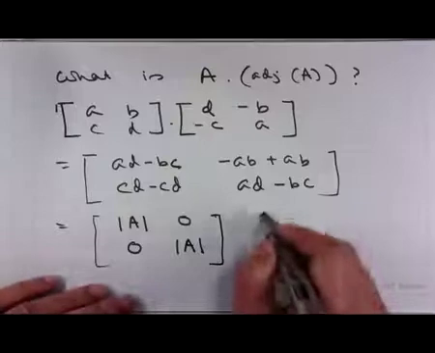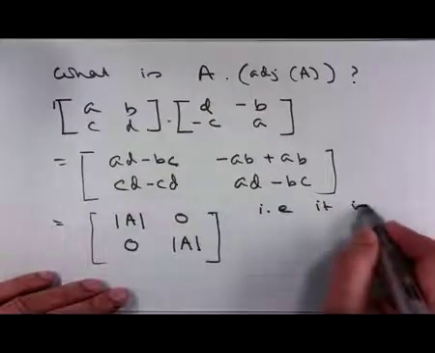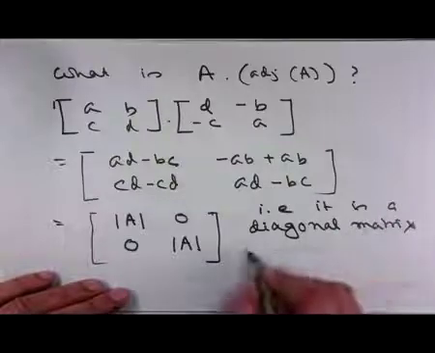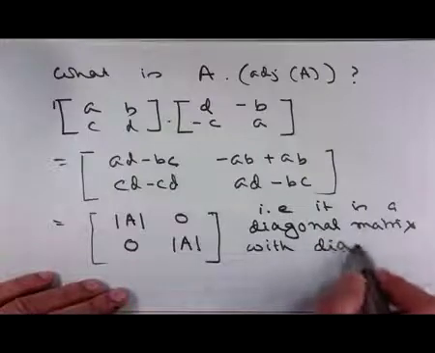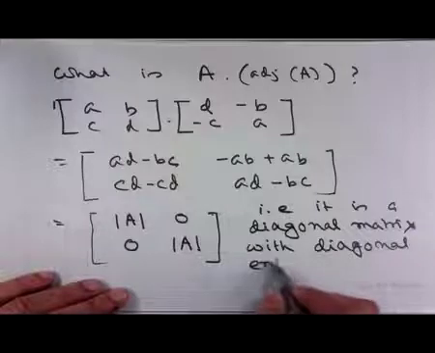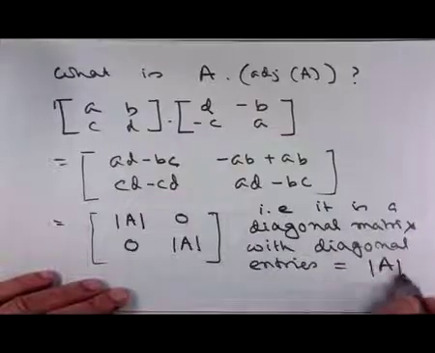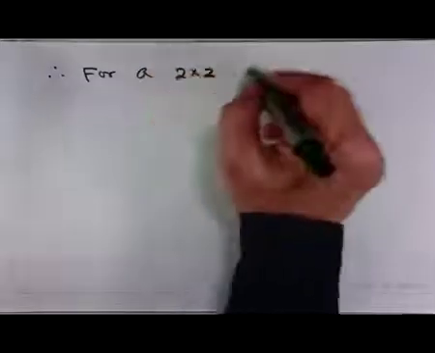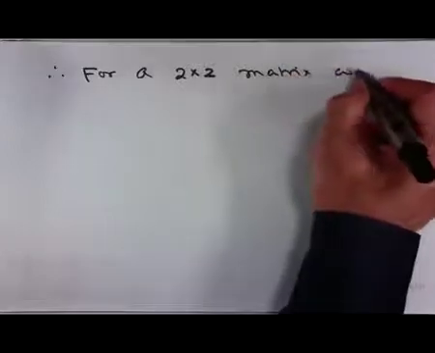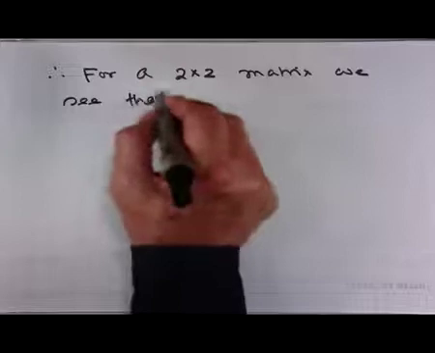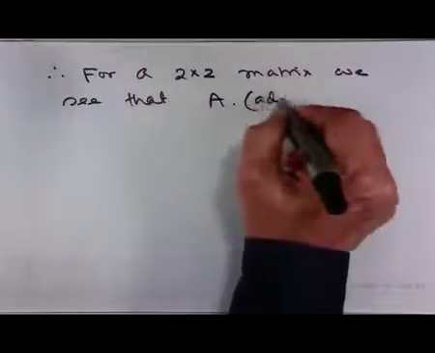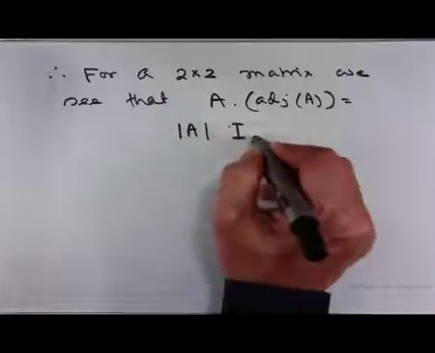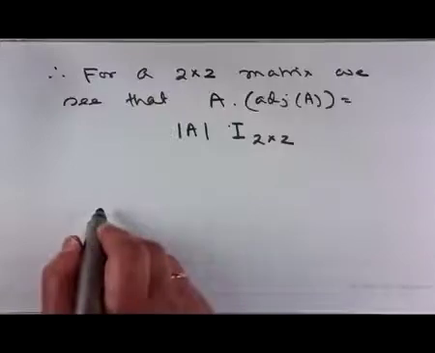That is, it is a diagonal matrix with diagonal entries equal to determinant of A. Therefore, for our 2 cross 2 matrix, we see that A into adjoint of A is equal to determinant of A into I, which is the identity matrix of size 2 cross 2.